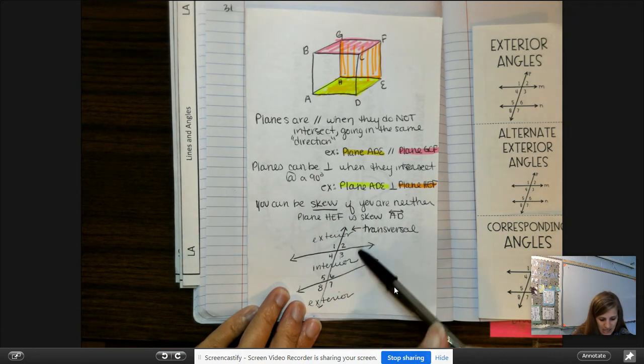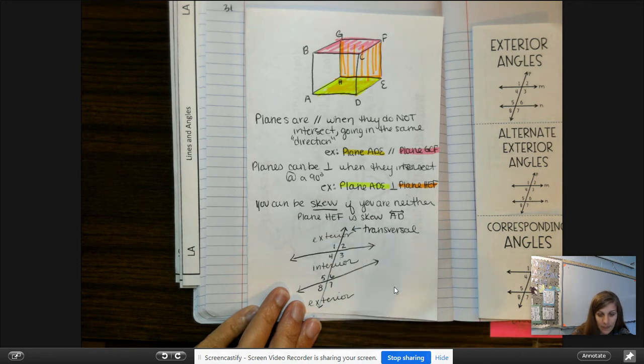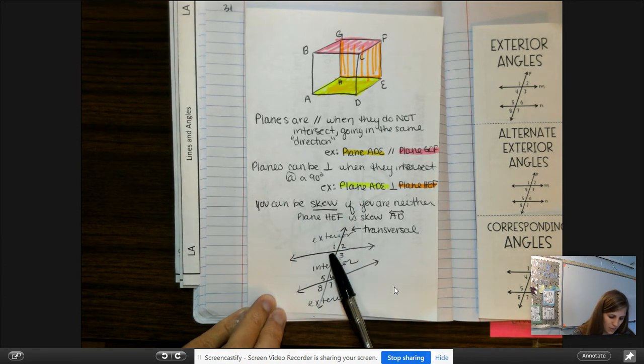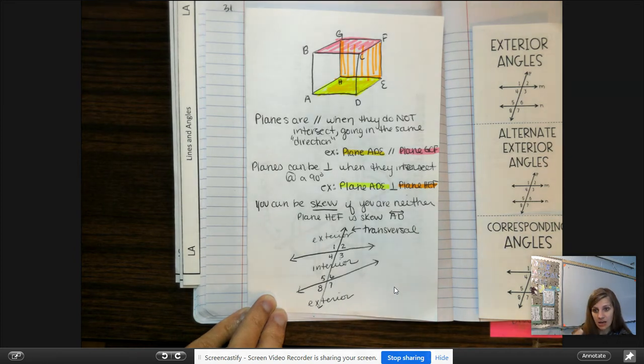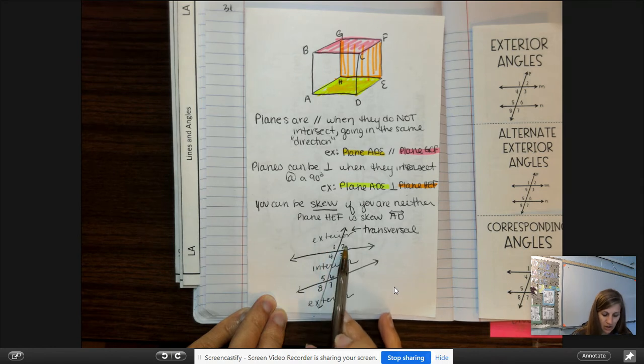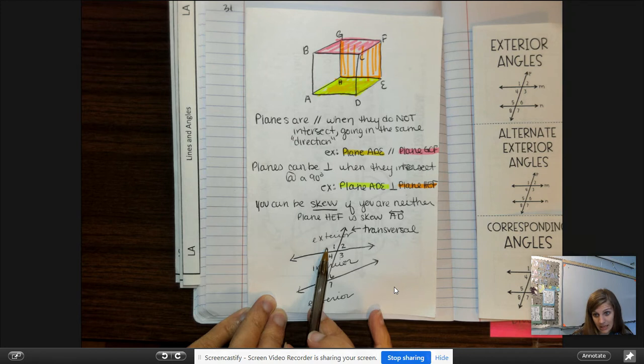So interior is inside the two lines intersecting, exterior is out. We can also make a comparison between being on the same side of the transversal. So like 1, 4, 5, and 8 are all on the same side of the transversal. Or we can talk about being on alternate sides of the transversal. So like 1 and 2 are on alternate sides. Okay. 1 and 2 are a pair that we already know.